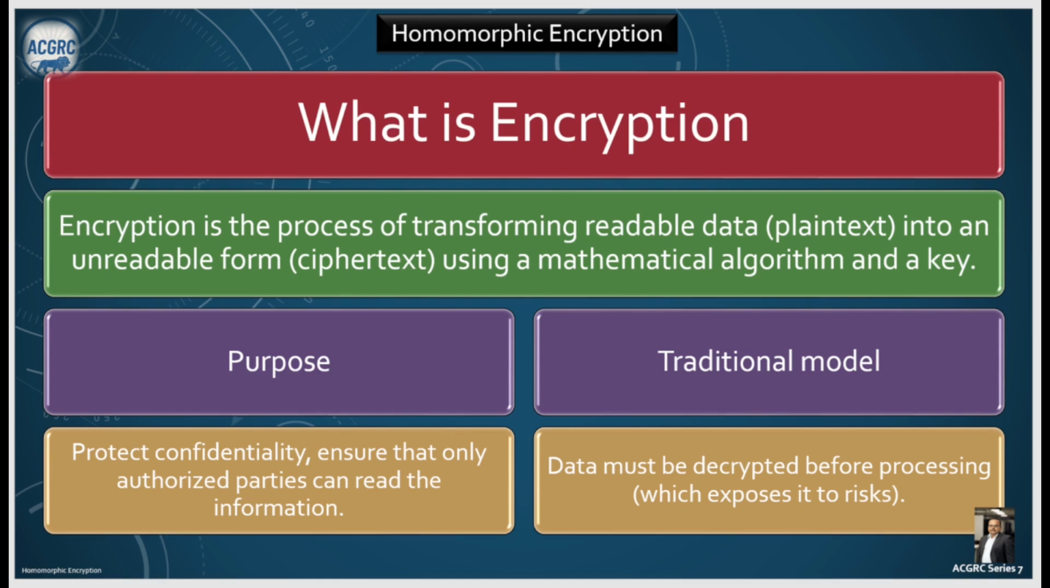Now let's go to the basics. What is encryption? Encryption is the process of transforming readable data or plain text data into an unreadable form, also known as ciphertext, using a mathematical algorithm and a key. Purpose: to protect confidentiality, ensure that only authorized parties can read the information.